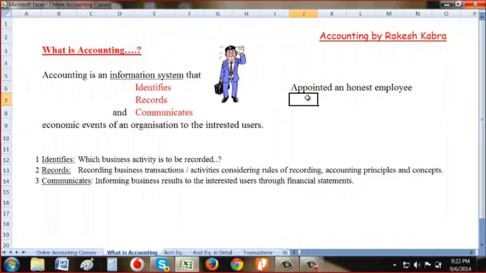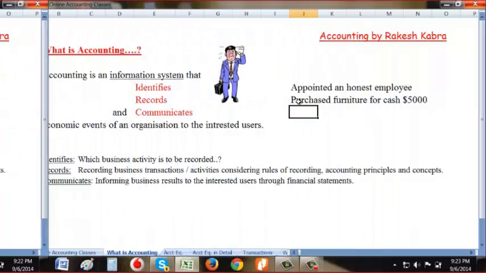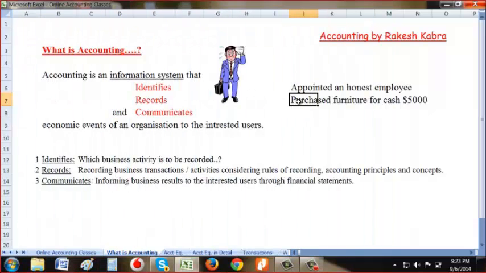Now see the second transaction. Purchased furniture for cash, $5,000. The first activity we can't record, but the second activity we can record because we bought furniture and we know the value of the furniture is $5,000. So the first activity we can't record, but the second we need to record. Like this, we have to identify which activity we need to ignore and which we need to record.